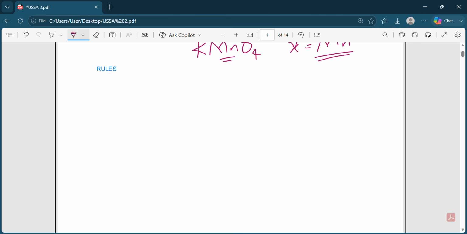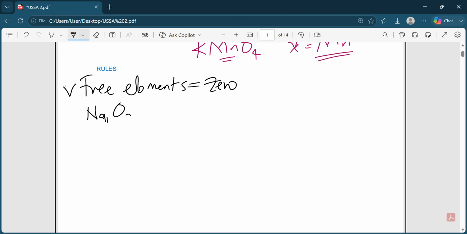Before we calculate the oxidation state of any element, there are some rules that I want you to always have at the back of your mind. The very first rule is that all the free elements have an oxidation state equal to 0. It could be sodium as a free element, it could be oxygen behaving as a free element, it could be magnesium, and so on and so forth. All of these will have their oxidation states as 0, or rather the oxidation state of a free element is 0.